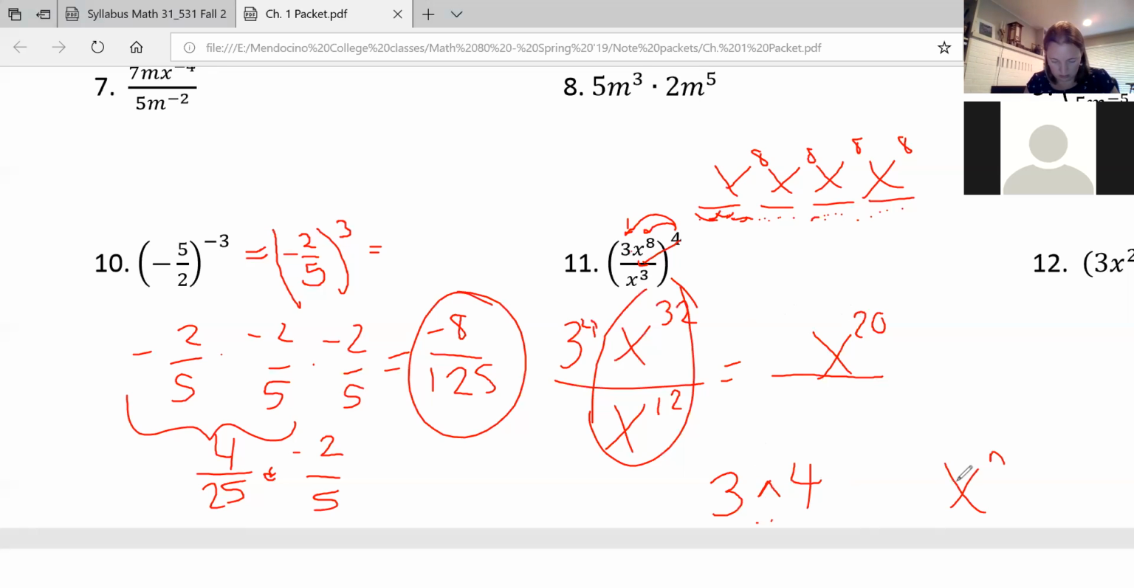I thought I did the answer. Oh, is it 81? Yeah. So, and then there'd be nothing in the denominator. It'd be like an invisible 1, which we don't need to write. The answer would be 81x20. Okay. Okay. All right.